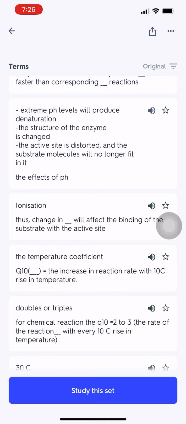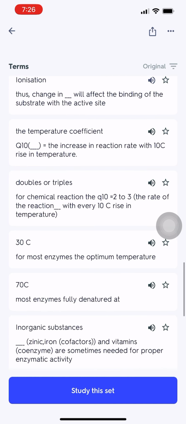Extreme pH levels will produce denaturation. The structure of the enzyme is changed, the active site is distorted, and the substrate molecules will no longer fit in it. The effects of pH: ionization, thus change in pH will affect the binding of the substrate with the active site.